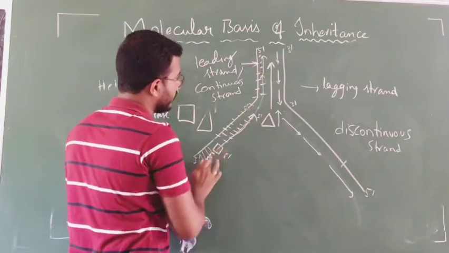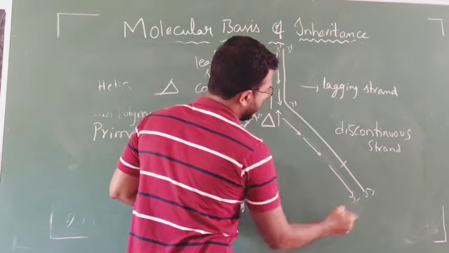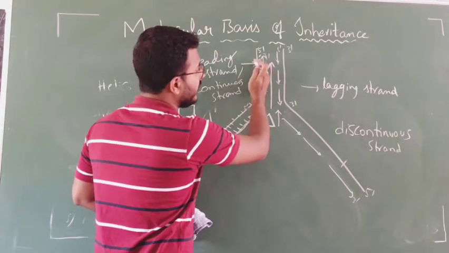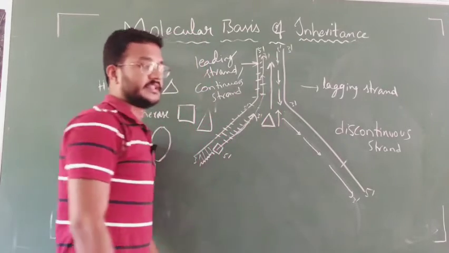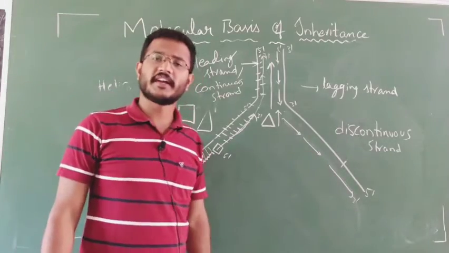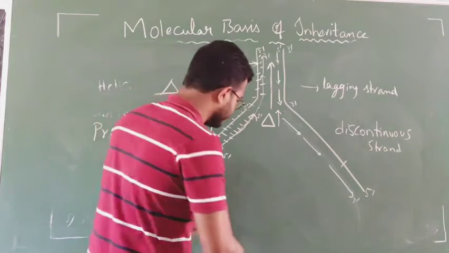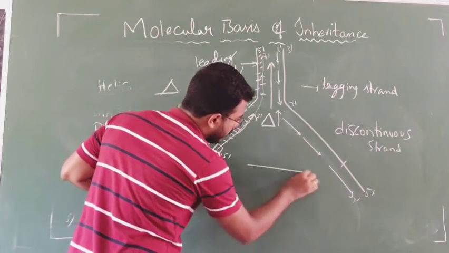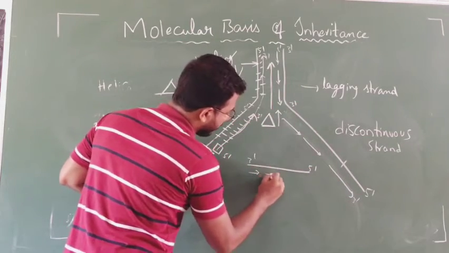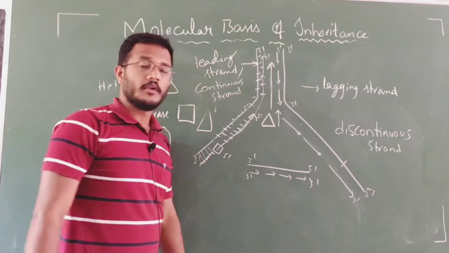See, this is the continuous, this is the discontinuous. So finally, this is 5 prime and this is 3 prime. This is 5 prime, this is 3 prime. So these two strands are complementary to each other, and these two strands are complementary to each other. Now what happened? This is not your basic form of DNA. DNA is continuous, but here it is discontinuous. Now what will happen? See, I am taking these two strands only. This is 3 prime, this is 5 prime, and these are 3 prime and 5 prime. Now what will happen?